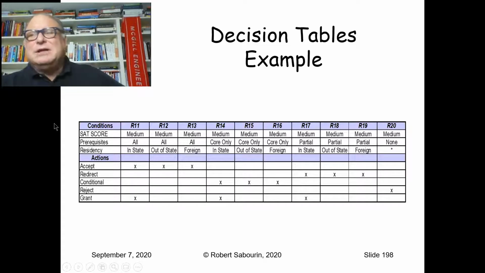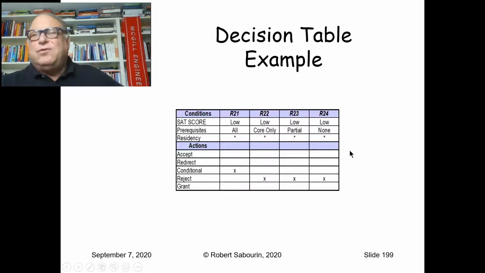And if we look at rule number 17, if you have a medium SAT score, part of the prerequisites, and you live in state, we're going to redirect you, but we're going to still offer you some sort of a grant. So this is a strange, funky business rules about offering grants and redirecting people to other programs. You'll notice rule 20 also has a don't care condition. If you have a medium SAT score and none of the prerequisites, we don't care where you live, we're going to reject your application. So this is how we read this.